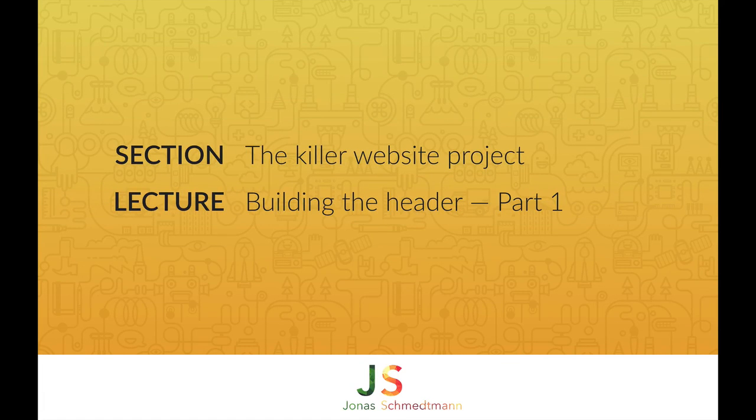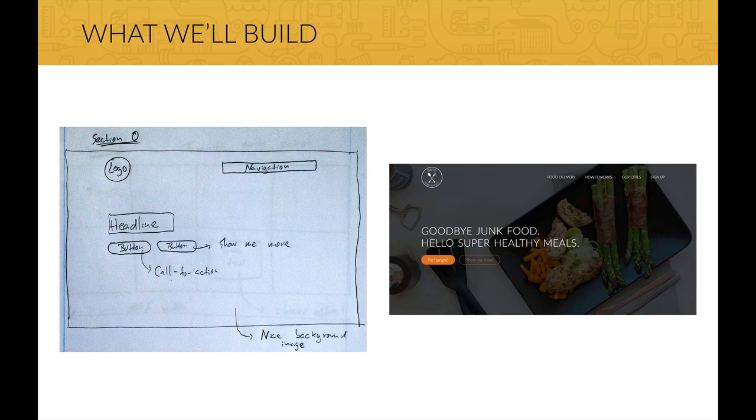Hi there. Let's build the first section of our project, the header. So, this is the sketch for the header as I showed you before. And on the right side is the final result that we'll get after this lecture. So we have a nice headline and two buttons in the middle, and at the upper part we have the OmniFood logo and the navigation on the right side. It looks really great, right?